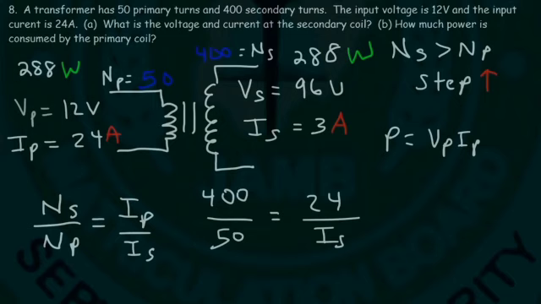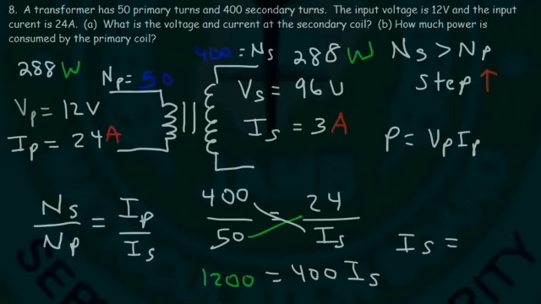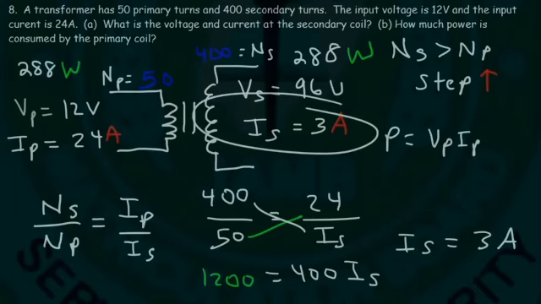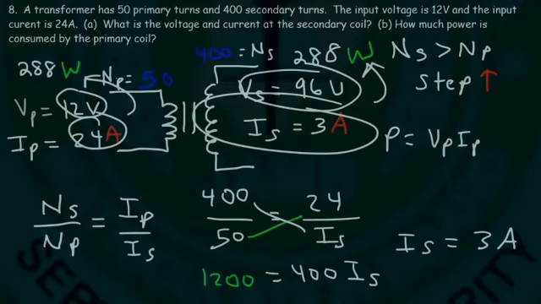So let's cross multiply. 50 times 24 is 1200. And that's equal to 400 times Is. To find Is, divide both sides by 400. 1200 divided by 400 is 3. So Is is 3 amps. And then once you have Is and Vs, you can find the power. 96 times 3 is 288, or 12 times 24 is also 288.